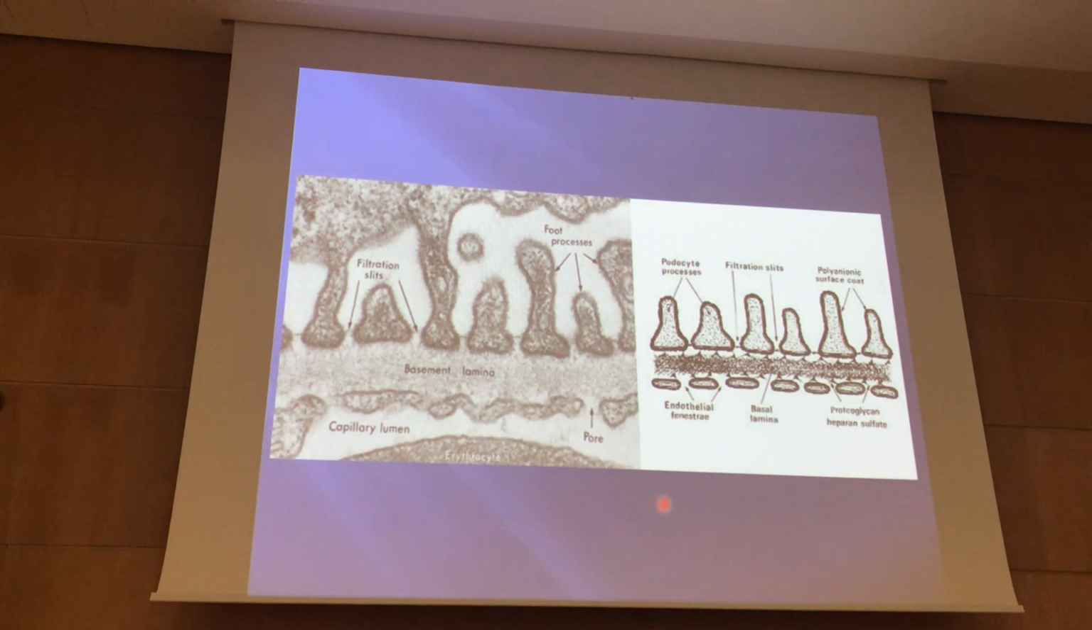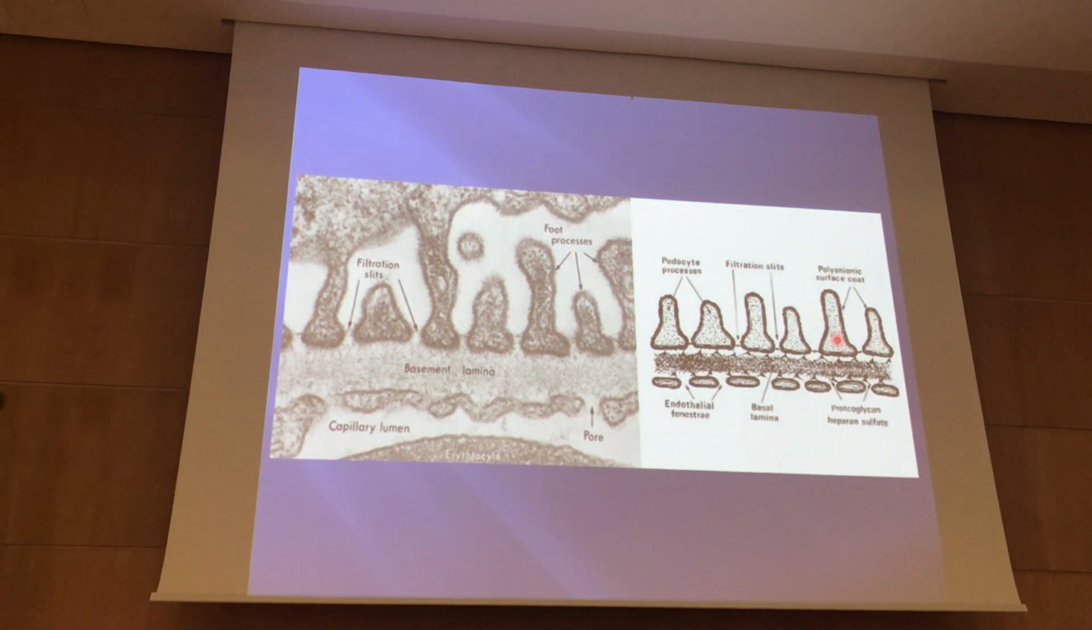Now, this is the electron microscopic picture, and you see these are the podocytes of the visceral epithelium. Inside are the endothelial cells showing the pores, and this is the diagrammatic picture of the podocytes and the pores. The fluid can travel from here to here, and this is actually polyanionic, so not every fluid can pass through.